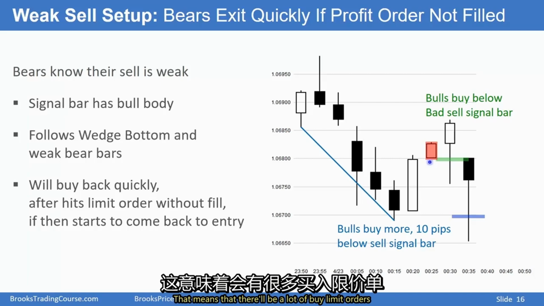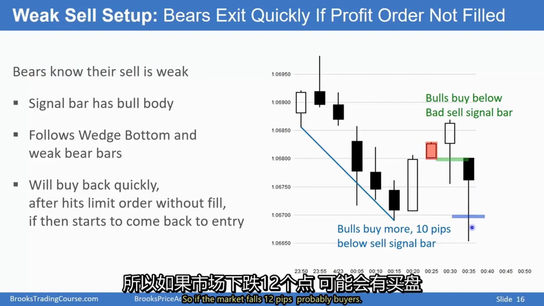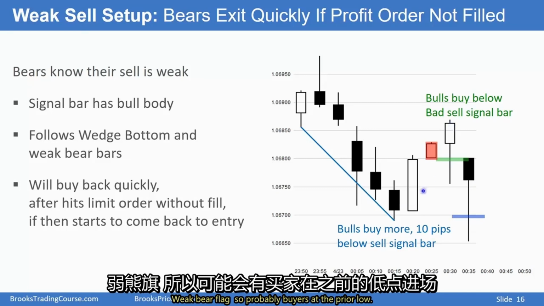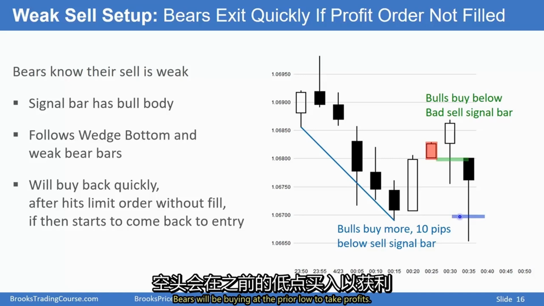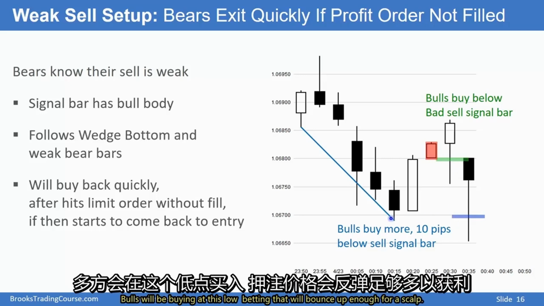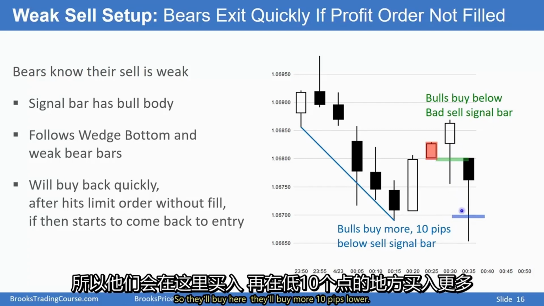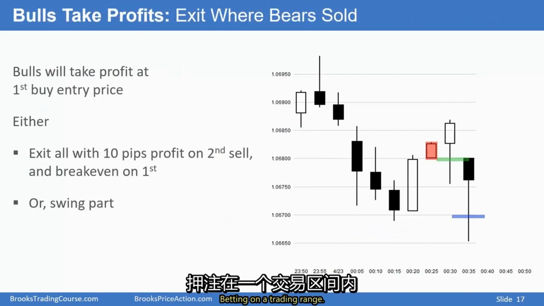That means that there'll be a lot of buy limit orders about 12 pips or 11 pips below this low. So if the market falls 12 pips, probably buyers. Weak bear flag, so probably buyers at the prior low. Bears will be buying at the prior low to take profits. Bulls will be buying at this low, betting that we'll bounce up enough for a scalp. And bulls know that, so they'll buy here, they'll buy more 10 pips lower, betting on a trading range.